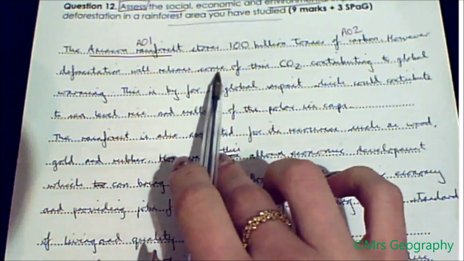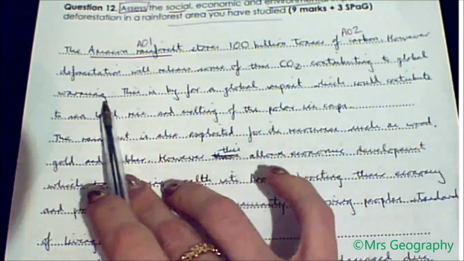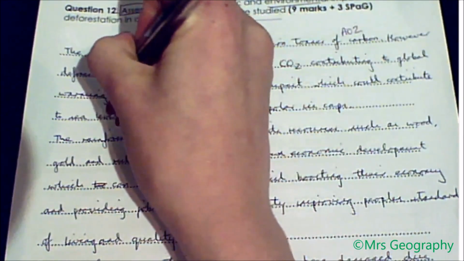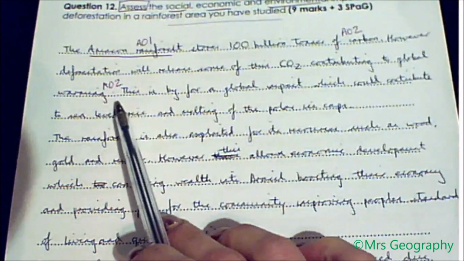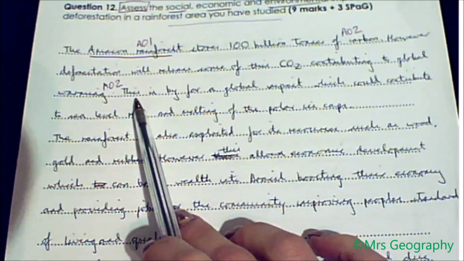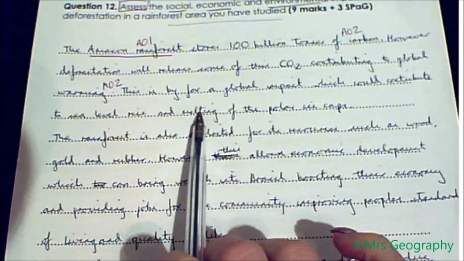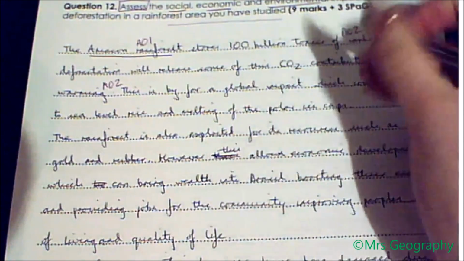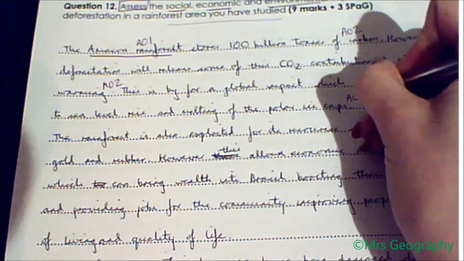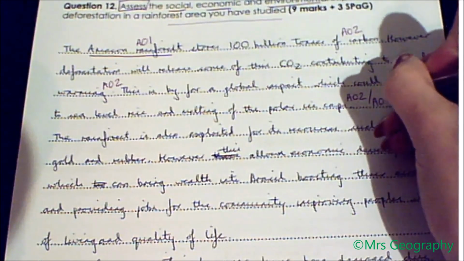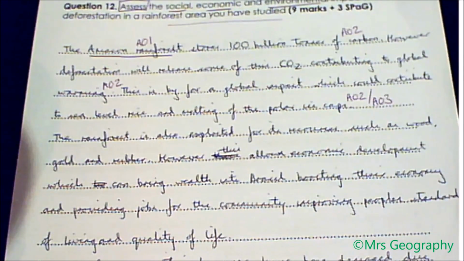However, deforestation will release some of this CO2, contributing to global warming. Again, that is them showing their understanding of the impacts of deforestation. So this would be AO2. They actually then move on to give a judgment by saying this is by far a global impact which could contribute to sea level rise and melting of the polar ice caps. So this would actually be AO2 for understanding, and actually them applying it to some type of judgment, and that would be AO3.